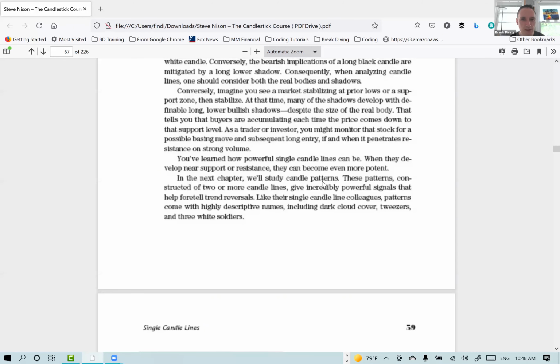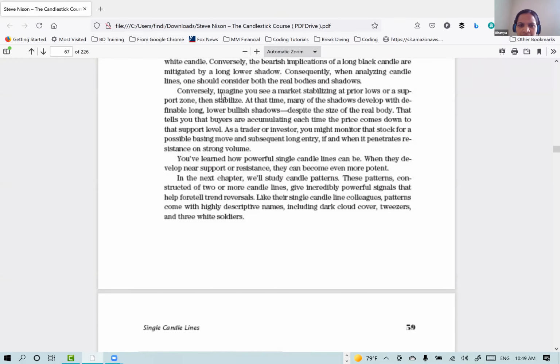Let me read that again, I'm sorry. Imagine you see a market stabilizing at prior lows or a support zone. At that time, many of the shadows develop with definable long bullish shadows, despite the size of the real body. That tells you that buyers are accumulating each time the price comes down to that support level. So you might monitor that stock for a possible basing move and subsequent long entry if and when it penetrates resistance on long volume. Do you understand that paragraph at all?